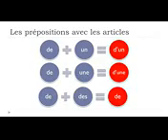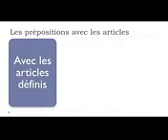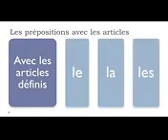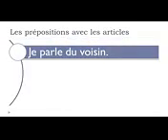All right, so let's see now how it will work if we combine it with les articles définis. So, le, la, and les, as we saw previously. Let's see now the examples. The first one, je parle du voisin. Voisin, here it's the masculine form of the neighbor. Le voisin, the neighbor. And what you can see here is the result of the combination of de plus le. It will become du, for the masculine form. Je parle du voisin. So I talk about the neighbor.